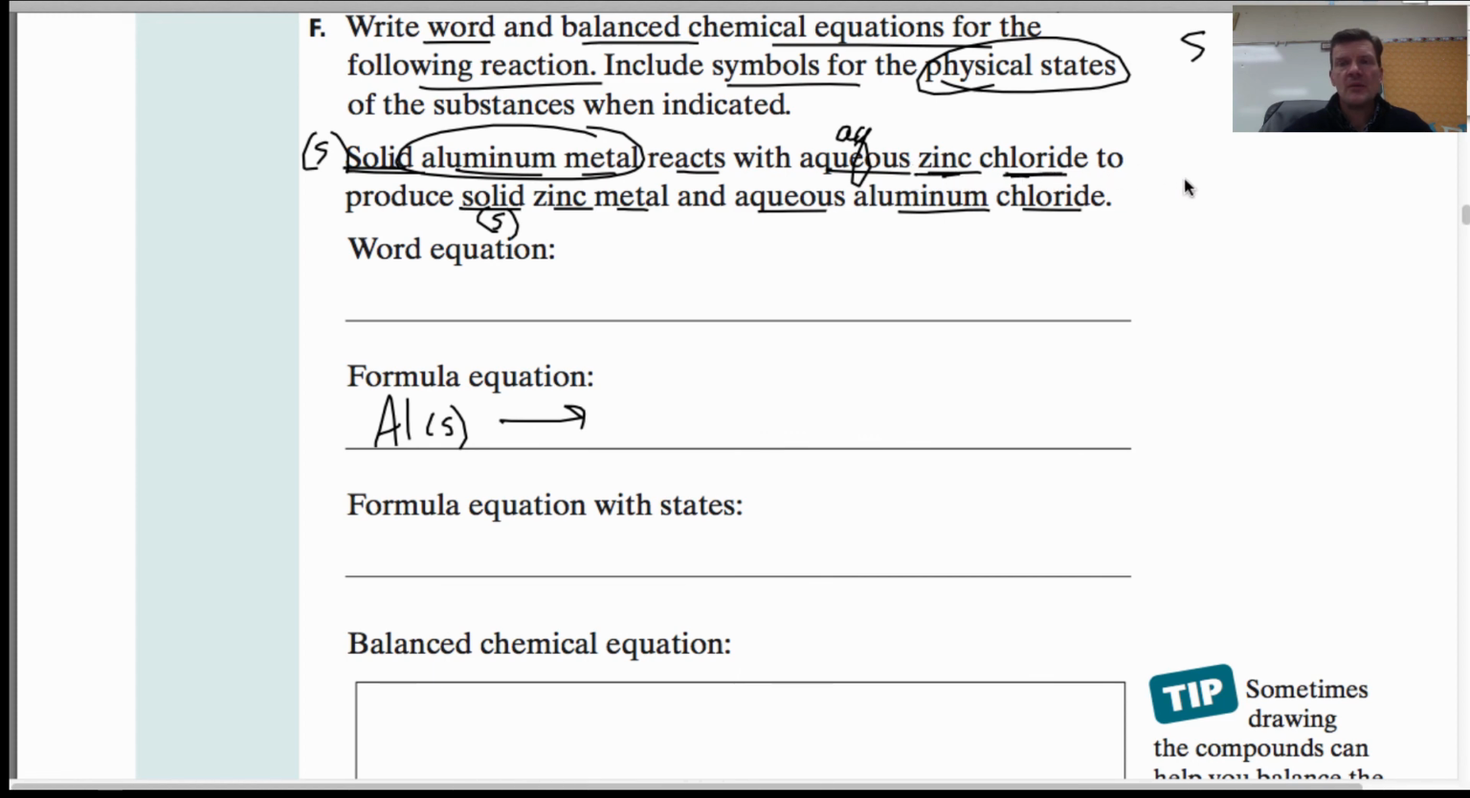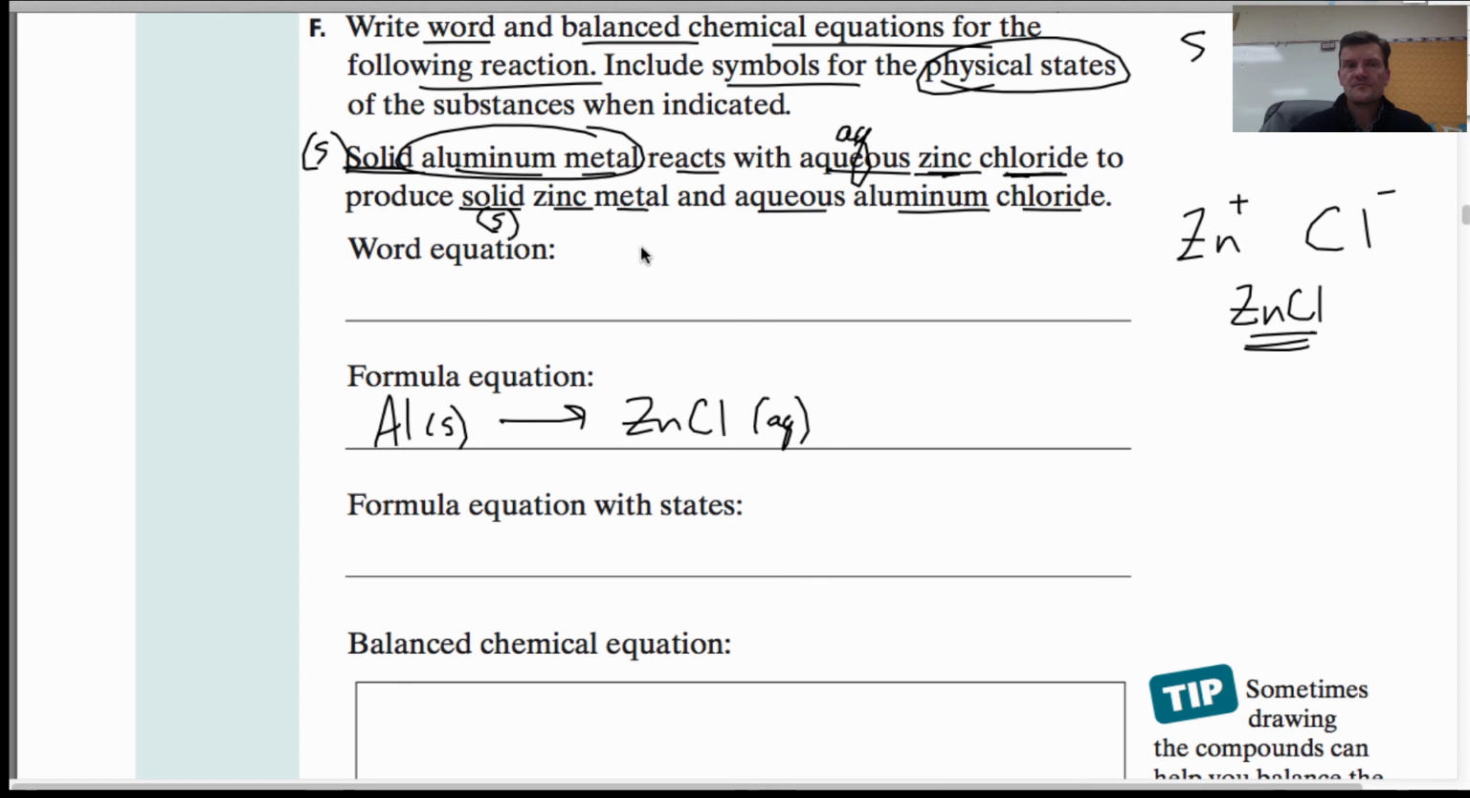Zinc chloride. Now we got to think about how do we form the formula for zinc chloride. Well, zinc is a metal. Chlorine is a nonmetal. That's going to form an ionic bond. Zinc, I believe, forms a +1 ion. You can look on the chart, okay? Chlorine forms a -1 chloride ion. So you're just going to have one of each of these in order to make the compound, zinc chloride. That is the correct formula for zinc chloride. So ZnCl, and it's aqueous, so AQ.